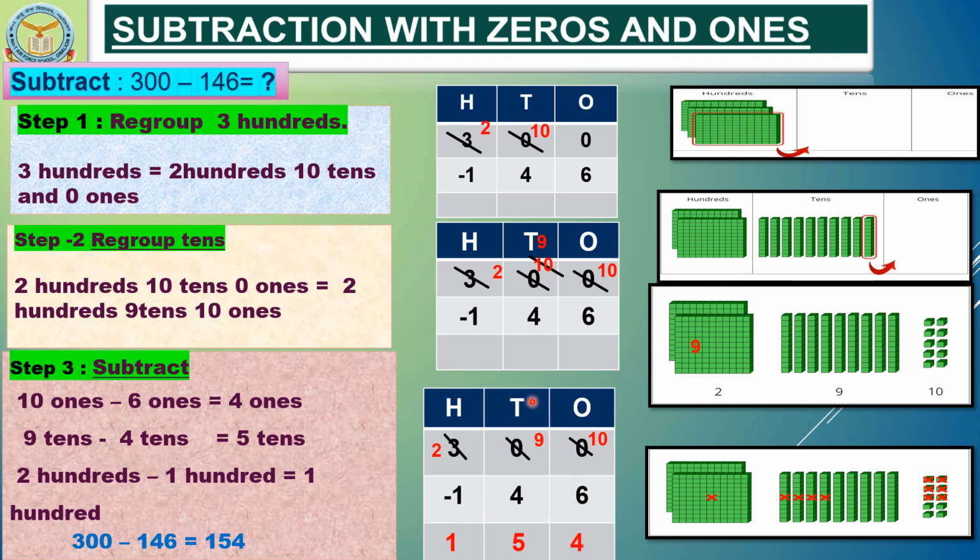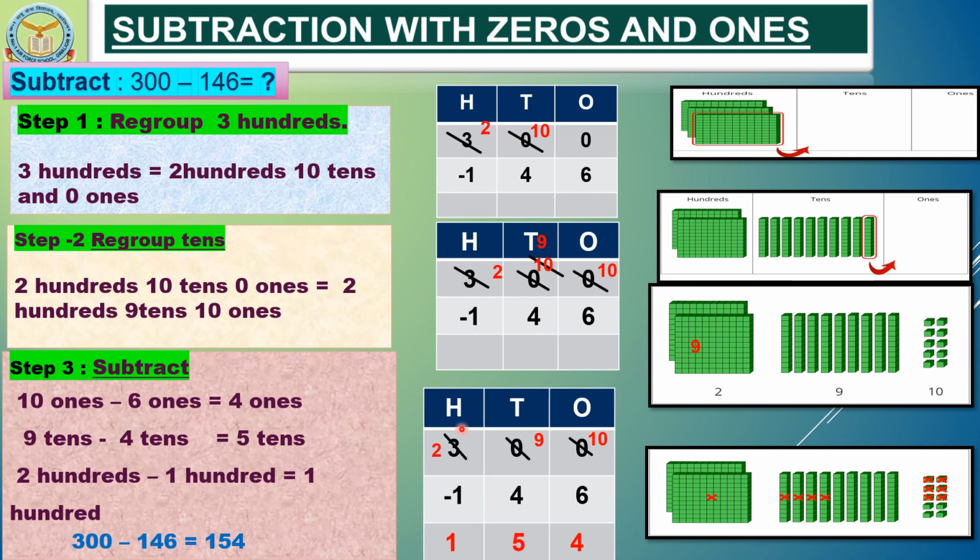Now move to the tens place. Subtract tens. Now in tens place, 4 tens is less than 9 tens. So subtract 4 tens from the 9 tens. So 9 tens minus 4 tens will be equal to 5 tens. Write down 5 in the tens place.